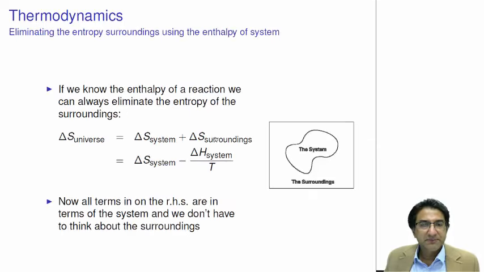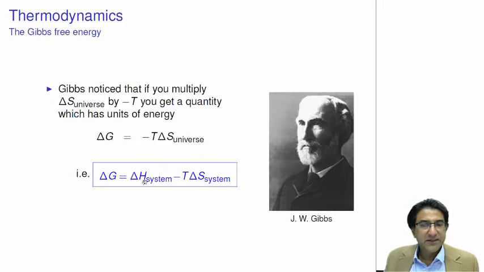Let's go back to the previous slide. That's delta S of the universe. Imagine multiplying that by minus T. Minus T times delta S of the universe gives us minus T delta S system times minus delta H on system over T times minus T. So the T's cancel out, and we get a positive delta H here and a negative T delta S here. That's what we get here. Positive delta H minus T delta S, by multiplying the previous equation by minus T. That's what delta G is.